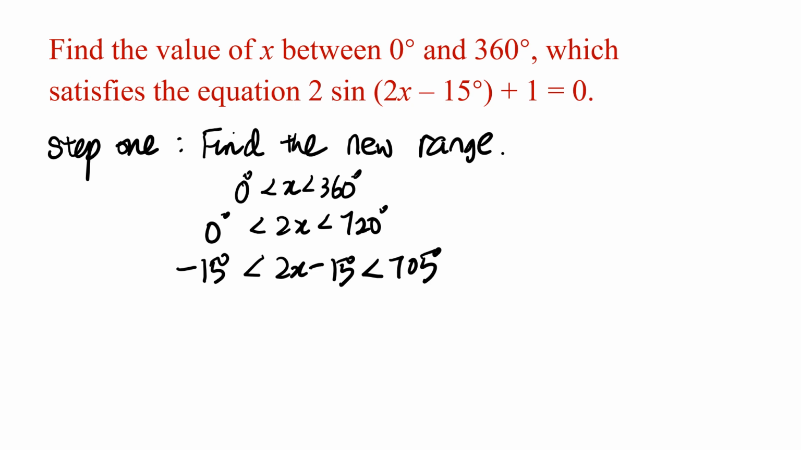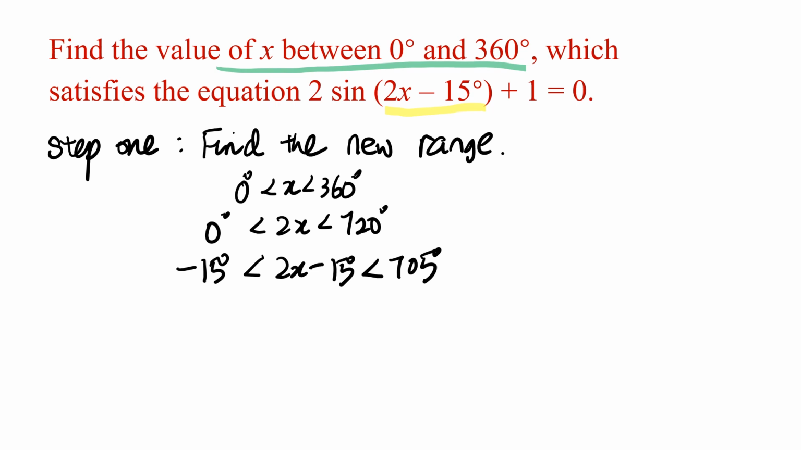Okay, what do we mean? If you're just solving for sine x, then x is between 0 to 360. That's no problem. But because right now I'm actually solving for 2x minus 15, I would have to find the new range now. Ultimately, I need to find the values of x between 0 to 360. But before I can arrive at that point, I need to find the range for 2x minus 15 degrees first.